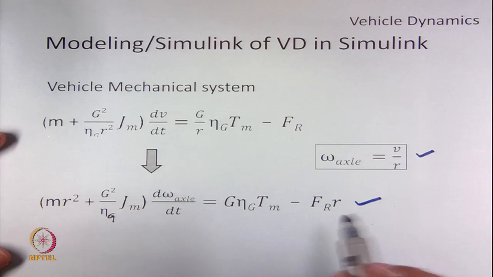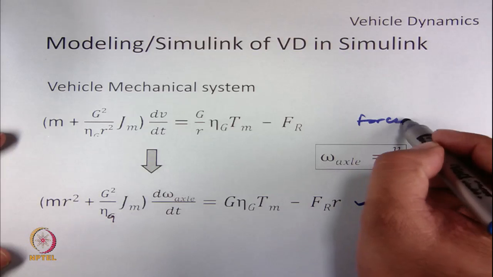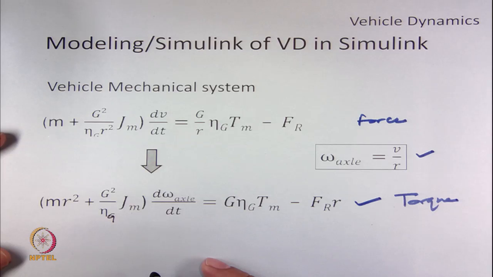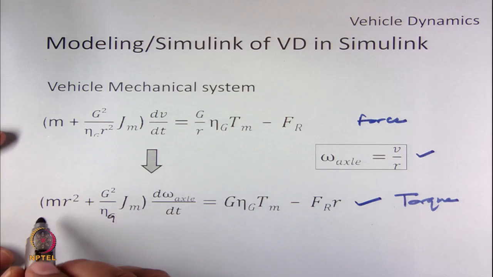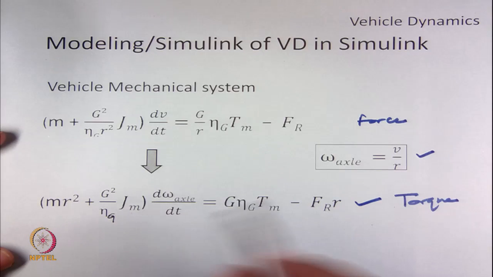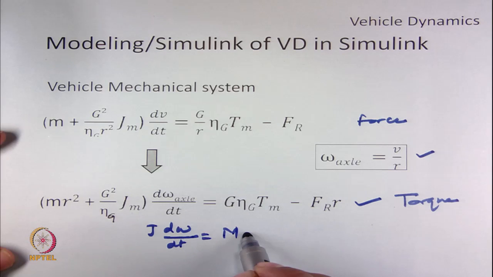The earlier equation was a kind of force equation, but this is a torque equation. This M r square represents inertia. So, this is inertia into d omega by dt equal to, very similar to the equation J d omega by dt equal to driving torque minus load torque. This is the equation we use for a mechanical system. So, it is a very similar equation.